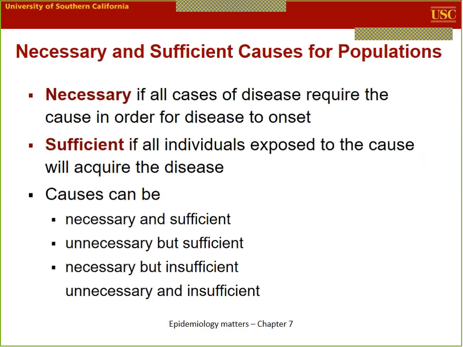Necessary: all cases of disease require the cause for the disease to occur. Sufficient: all individuals exposed to the cause will acquire the disease. So you see the 4 possibilities when we cross-classify causes by necessary and sufficient. And it's sometimes troubling when people realize, for example, that smoking is not necessary to cause lung cancer.